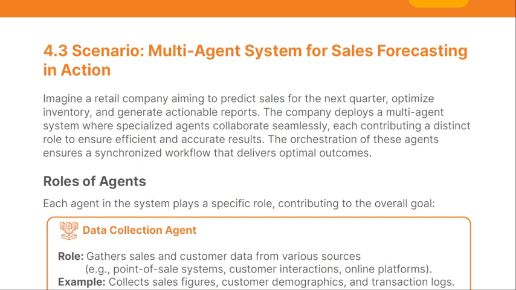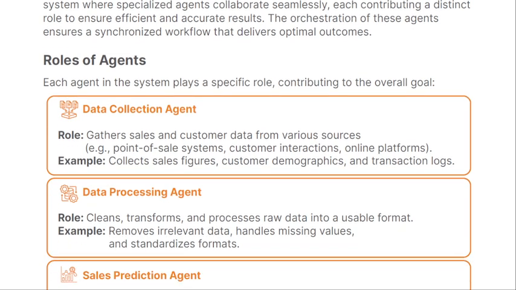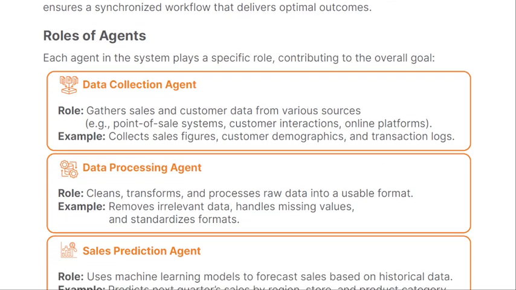The company deploys a multi-agent system where specialized agents collaborate seamlessly, each contributing a distinct role to ensure efficient and accurate results. The orchestration of these agents ensures a synchronized workflow that delivers optimal outcomes. Role of the agents: each agent in the system plays a specific role contributing to the overall goal. Data collection agent, data processing agent, sales prediction agent.